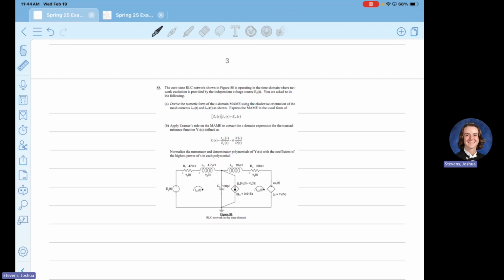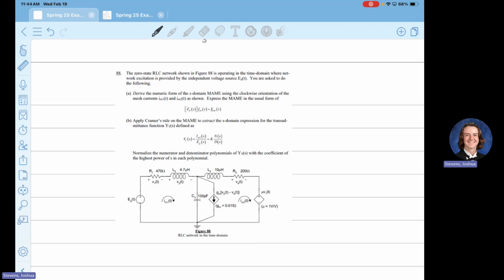The zero state RLC network shown in figure 88 was operating in the time domain where the network excitation is provided by an independent voltage source, e_g of t. You are asked to do the following. Derive the numerical form of the s domain mesh equations using the clockwise orientation mesh current. So basically just use the arrows. You express the mesh equations in the usual form. Apply Cramer's rule to the mesh equations to extract s domain equations shown in here. Remember that form that I was telling you about earlier? K times N of s over D of s.